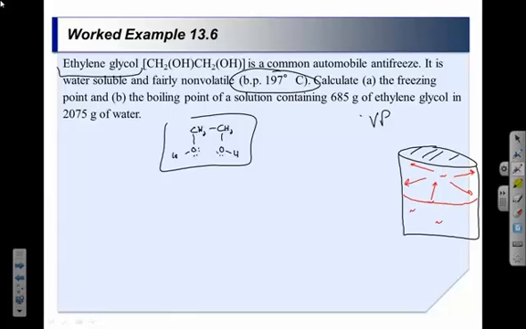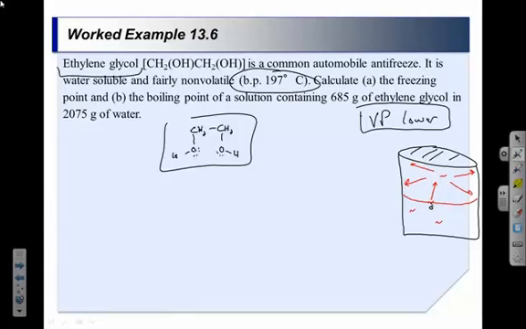So the vapor pressure is higher if I have more gas evaporating. It's lower if I have less gas evaporating. So if I've got this solute that's attracting the liquid, I should have less evaporating at a given temperature. So less gas evaporating, less pressure as a result of that gas, a lower vapor pressure. So that's how you would explain that conceptually in a qualitative way.